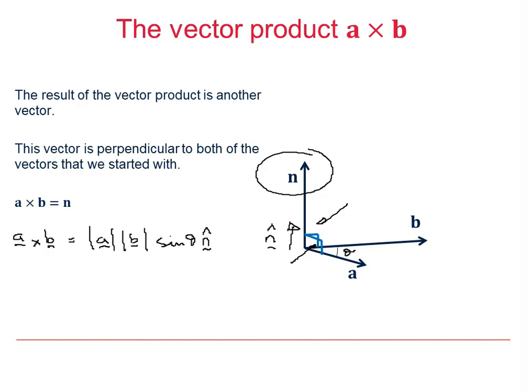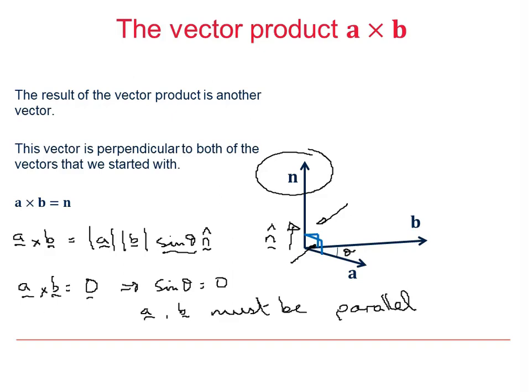Now, the fact that we've got sine theta in here means that if a cross b happens to be equal to the zero vector, and a and b are themselves not equal to 0, this means that sine theta must be equal to 0, and therefore a and b are parallel. So vectors a and b must be parallel. Conversely, we can say that if a and b are parallel, then the cross product will be 0. And that becomes important a little bit later on.